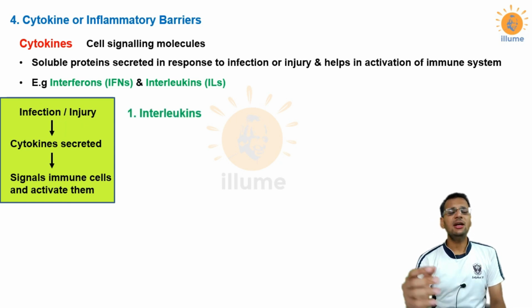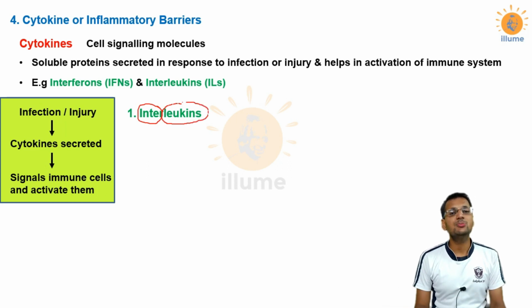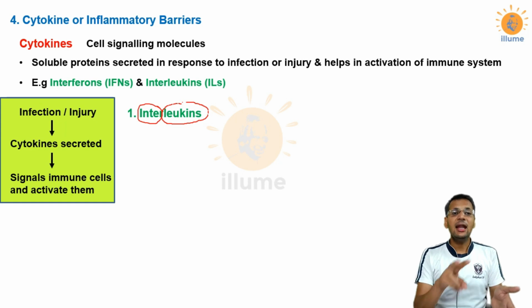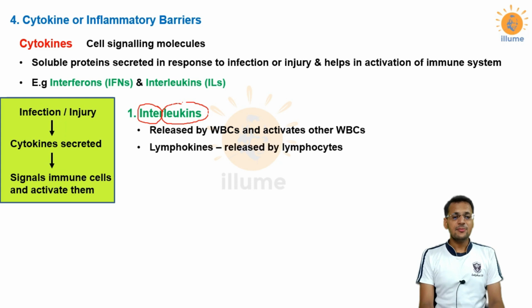If I start with the interleukins, I'll split the word interleukin. Look here, inter means in between, and leukins has been derived from the word leukocyte, that means WBCs, that means in between WBCs. That means this is a molecule that is produced by a WBC and helps in the activation of other WBCs. Now the term depends on what kind of WBC is releasing it.